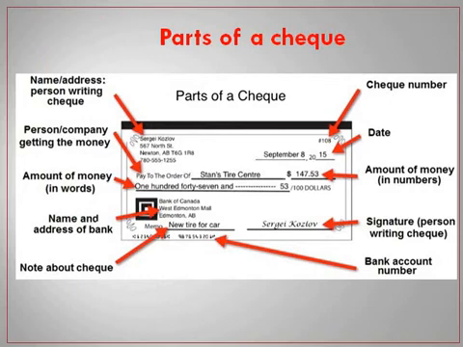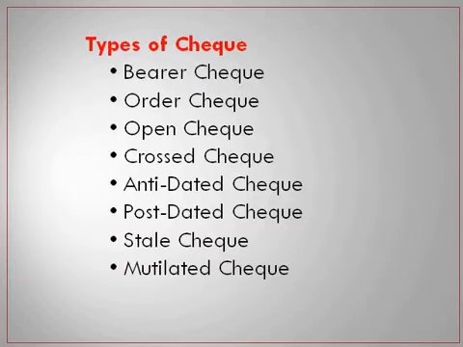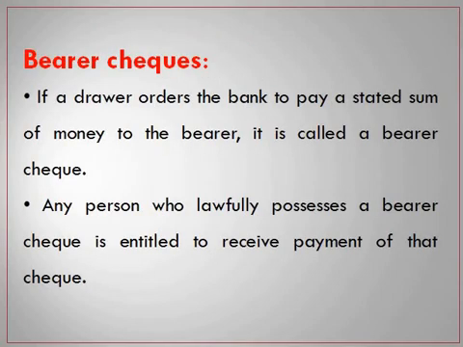You can see the 12 items existing in the check specimen. Next, we are going to see about the types of checks: bearer check, order check, open check, crossed check, antedated check, post-dated check, stale check, mutilated check. So we are going to see each and everything briefly.